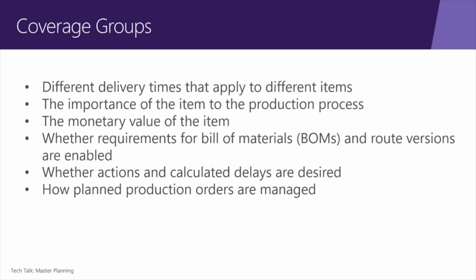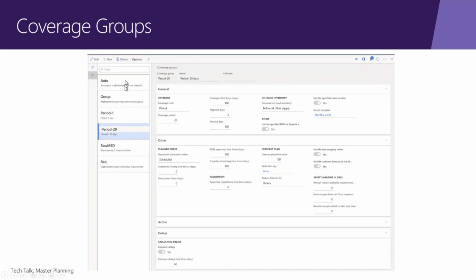So here is a form where we define the different coverage groups. You can see I have a coverage group defined here for a 20-day period, and then I have another one for a 1-day period. So items that I'm only planning at a 1-day level could go in the period 1 group, and items that are planned at a 20-day period could go in the 20-day group. The first setting that is important on a coverage group is the coverage code. There are a few different coverage codes. We will talk about it in the next slide.